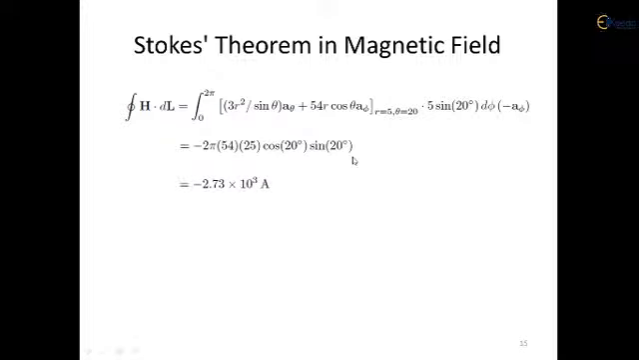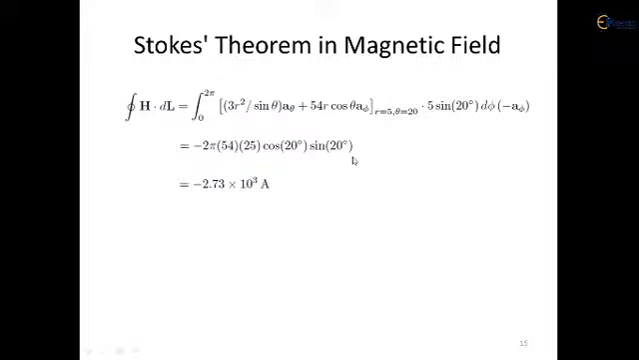The final answer here is minus 2.73 multiplied by 10 raised to the power 3, and this can be expressed in terms of amperes. See, only magnitude we have written here. So this is the result, that means there is a component of the current that enters the cone surface in the negative a theta direction, to which is associated the component of the H in the positive a phi direction.